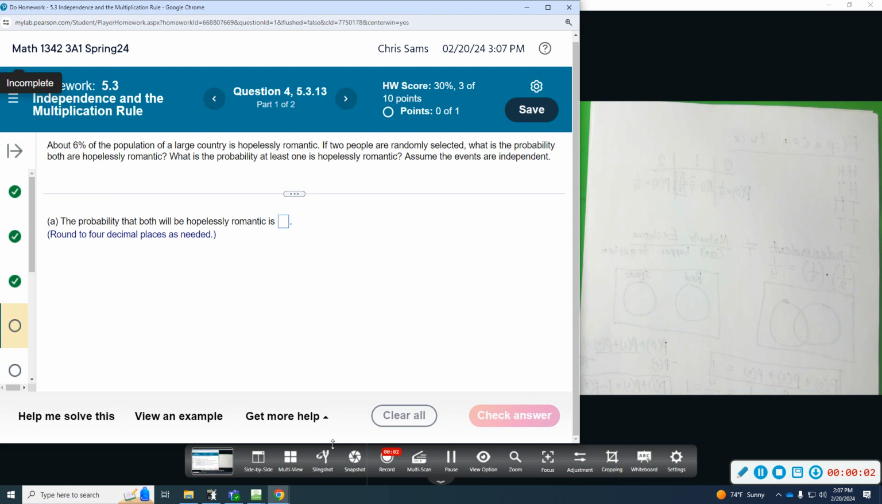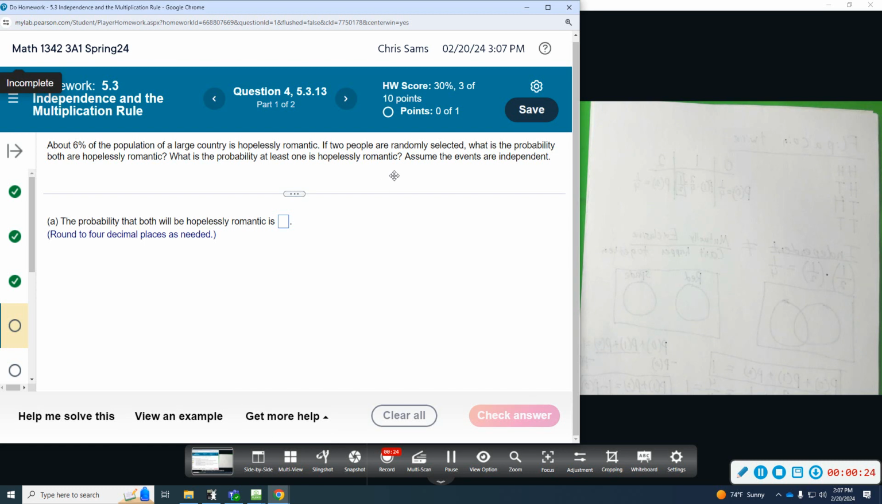All right, question number 4, we have 2 parts. This one says about 6% of the population of a large country is hopelessly romantic. If 2 people are randomly selected, what is the probability both are hopelessly romantic? What is the probability at least one is hopelessly romantic? Assume the events are independent.